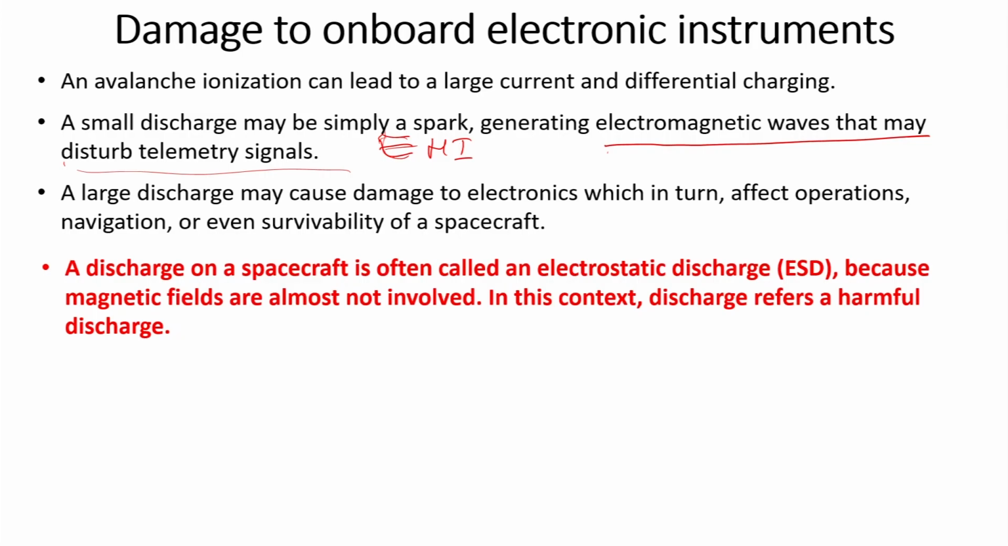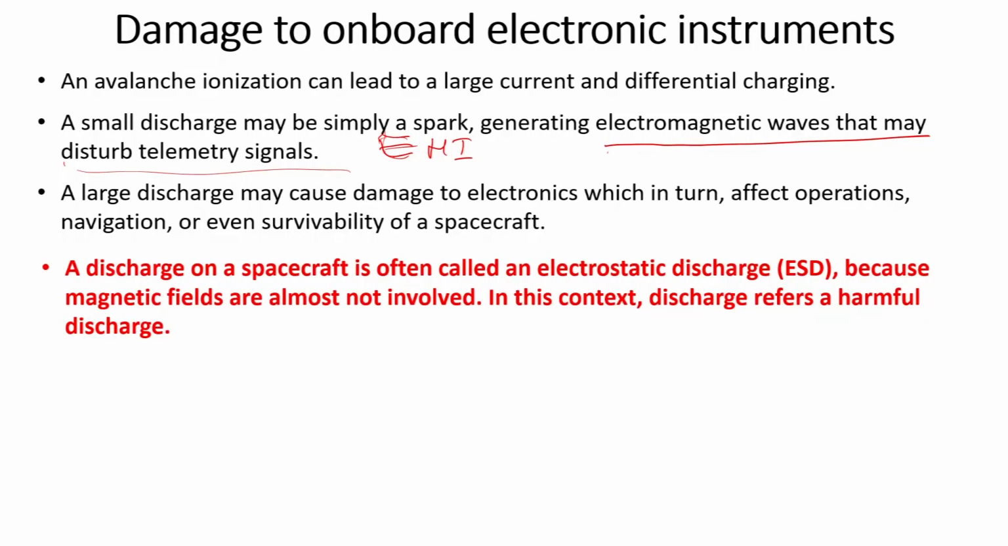Why is it called electrostatic discharge? Because the charging phenomenon here is very slow, meaning the buildup is very slow, so the associated magnetic field is not involved. Since it is a very slow process, it is electrostatic. Had it been very fast, there would have been a magnetic field associated with it. This is the reason it is called electrostatic discharge.